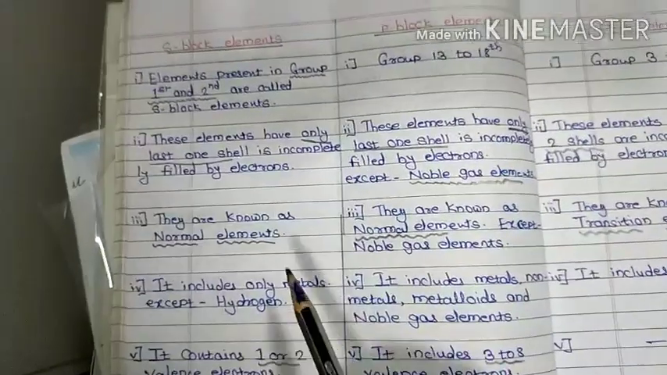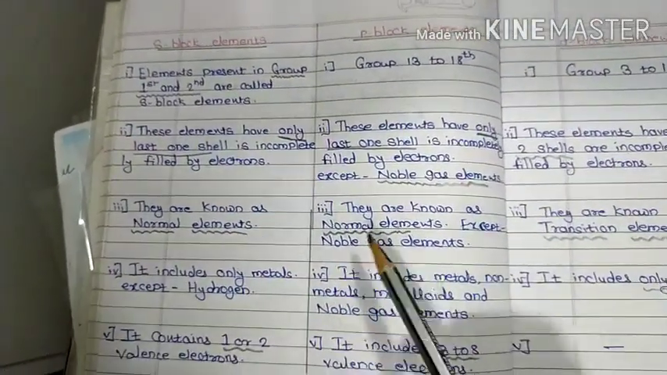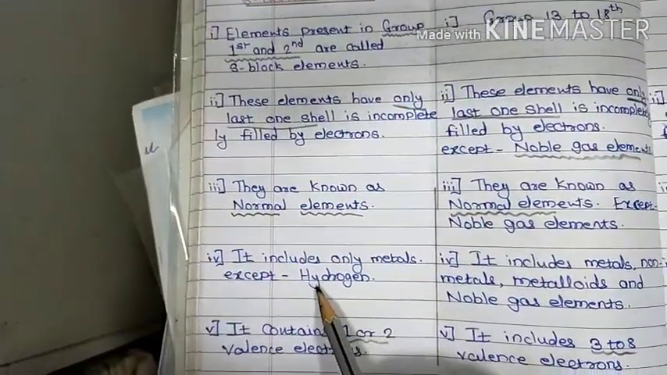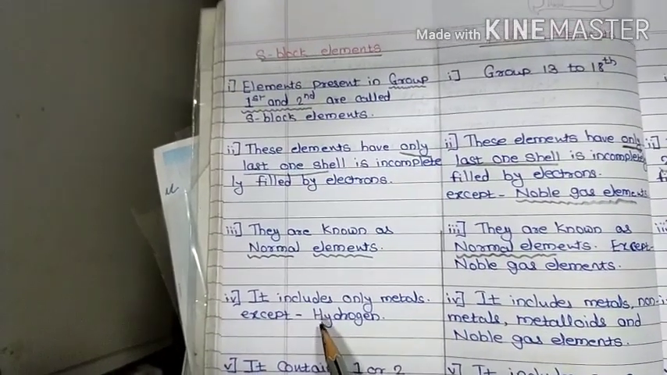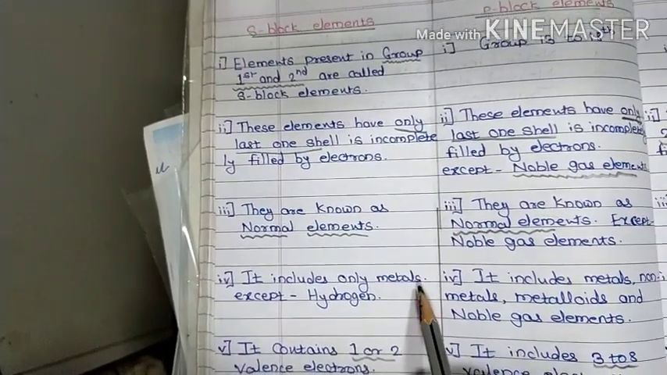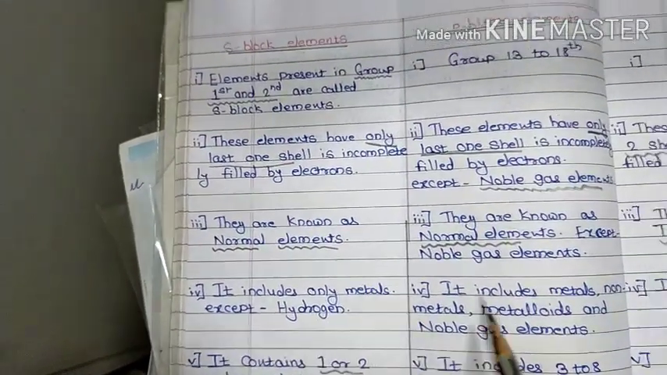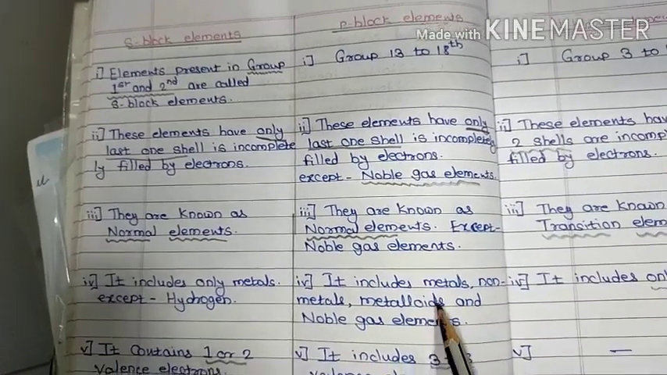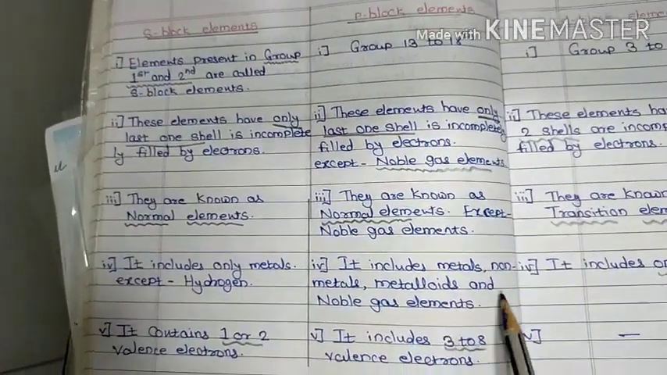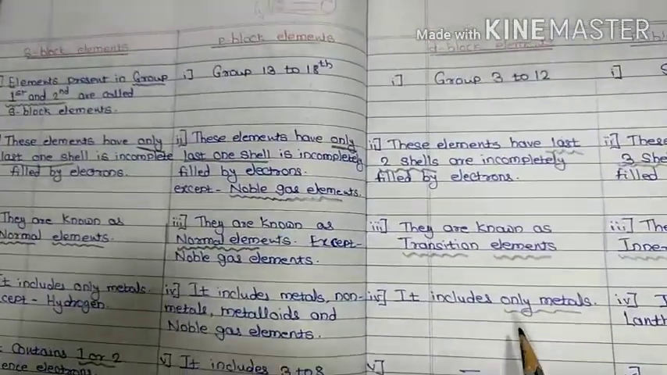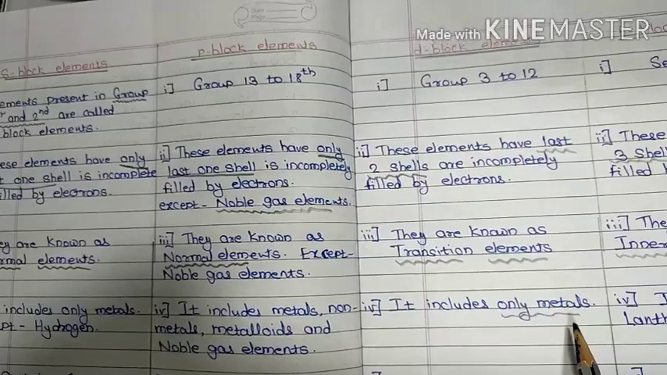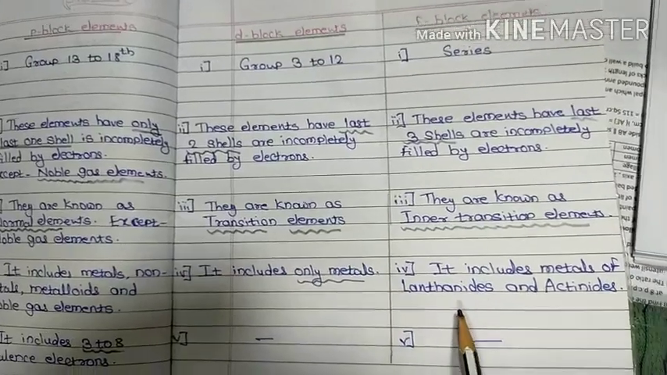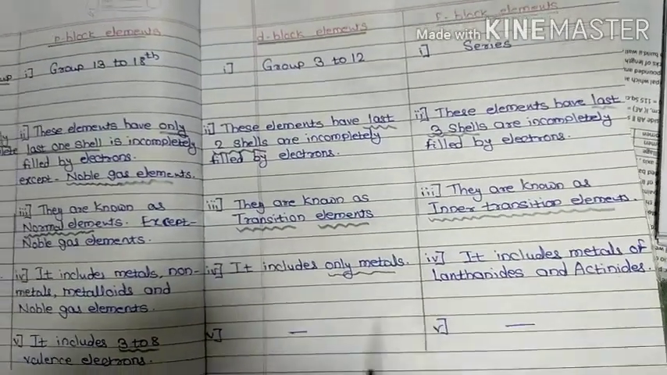Now guys, these words are new to us. I will give you details of these different elements later on. Now we are focusing on the fourth point. S block elements are all metals, including only metals except hydrogen. For P blocks, we have all types of elements: metals, non-metals, metalloids and noble gas elements. For the D block, we have only metals. And the F block elements are also metals, but metals of a special category like lanthanides and actinides.